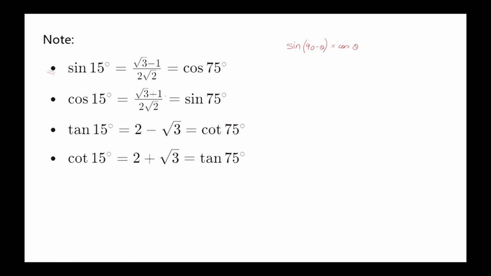And cos 15 is equal to sine 75. That would be root 3 plus 1 upon 2 root 2. For tan 15, we have the value 2 minus root 3, which is equal to cot 75. Cot 15, we have 2 plus root 3, which is equal to tan 75.